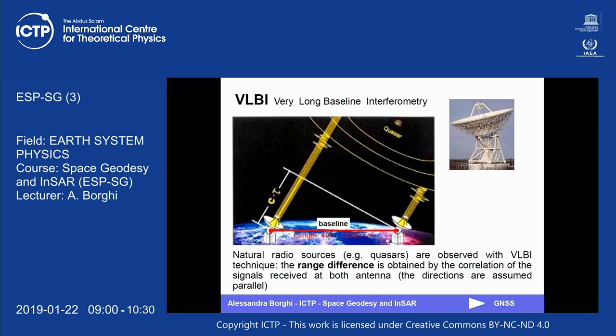And it's an interferometry technique, so the signal coming from very far, you can see that these rays are parallel because it's coming from very far. So they arrive at these two points of the Earth at different times. Measuring these differences in the arrival time, we can have information about the baseline, the distance between the two antennas. So we can record the movement between one antenna and another antenna, for instance, due to tectonic movement of the crust.